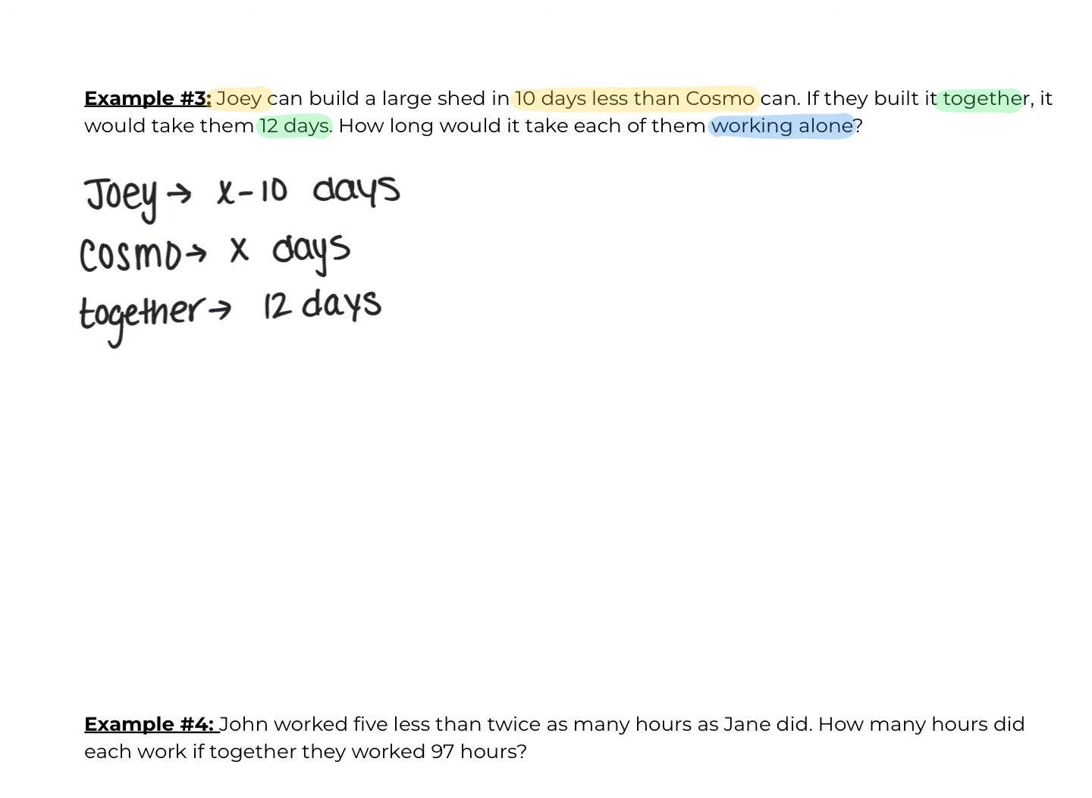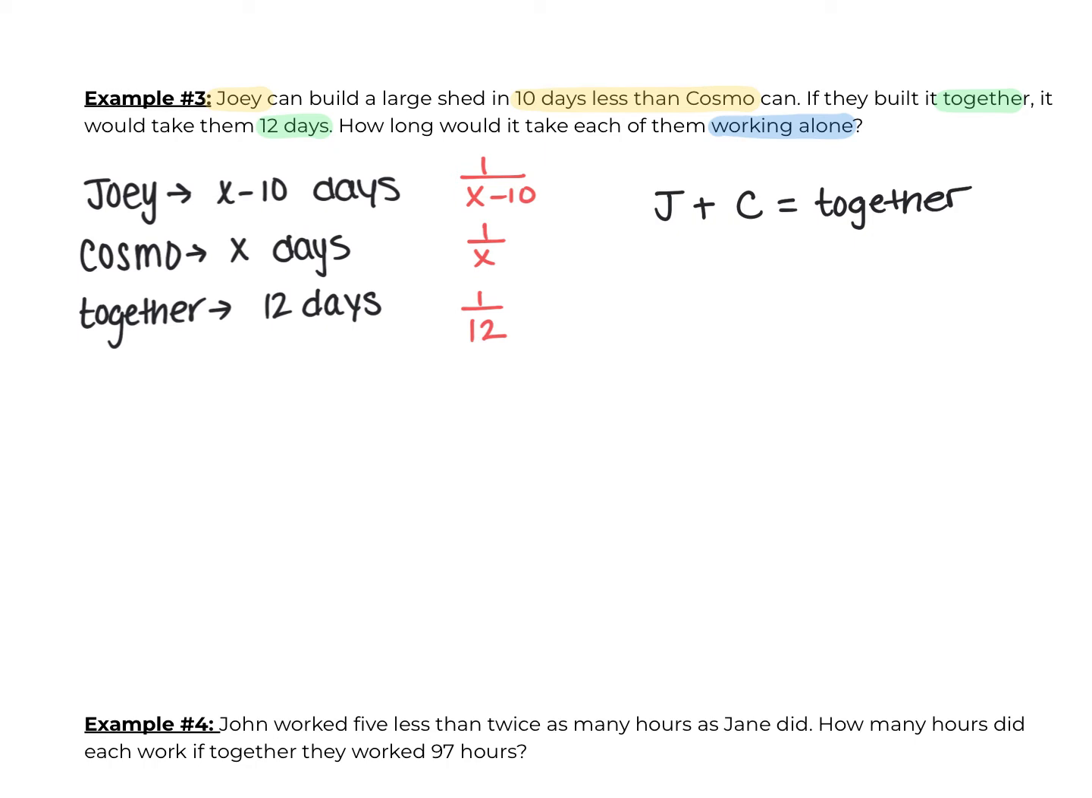So to make an equation, we have to get them down to their unit rates. So we know the unit rate is just 1 over. So 1 over X minus 10 would be Joey, 1 over X would be Cosmo, and 1 over 12 would be them together. So remember, what we're going to do is just add them. So Joey plus Cosmo must equal their job together.